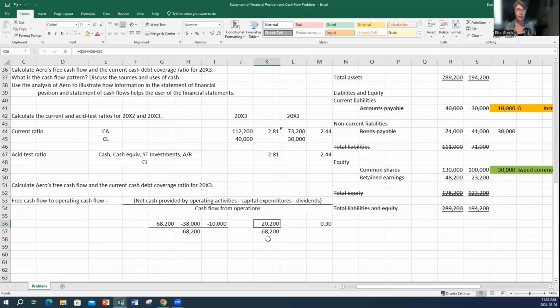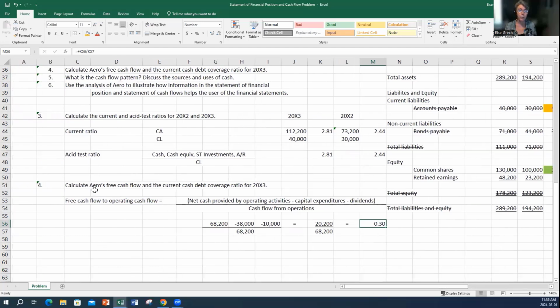We could also just look at the free cash flow as a number, which is 20,200. But changing it into a ratio is better because it allows us to compare different companies of different magnitude, different sizes. You can't do that if you just look at the 20,000. So we can see that it's 0.3, so it's quite low. That's because they've made large capital expenditures into growing their business, right? And paid dividends to the shareholders.